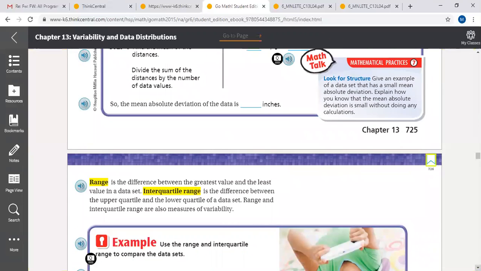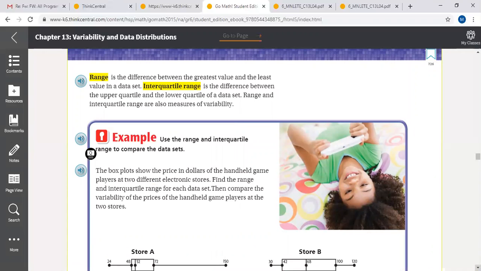Okay. We have another measure, the range. What do we mean by the range? Range is the difference between the greatest value and the least value in a data set. Interquartile range is the difference between the upper quartile and the lower quartile of a data set. The range and the interquartile range are also measures of variability. Till now, we have 3 measures: the mean absolute deviation, range, and interquartile range.